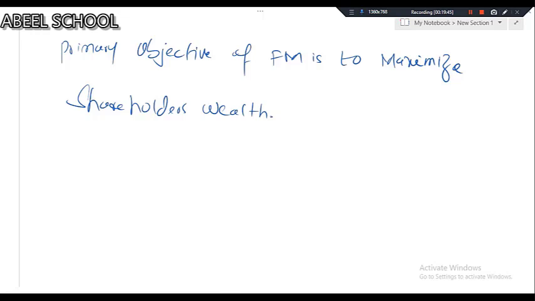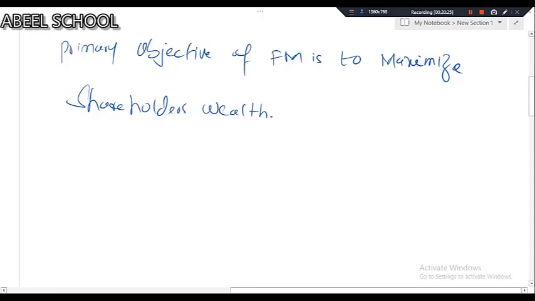Now the question is, how do we measure the wealth of shareholders? Now listen to the answer carefully. Pay attention to the words. The question is, how do we measure the wealth of shareholders? The answer is, it is universally acceptable. By calculating market value of equity, we can measure the wealth of shareholders.